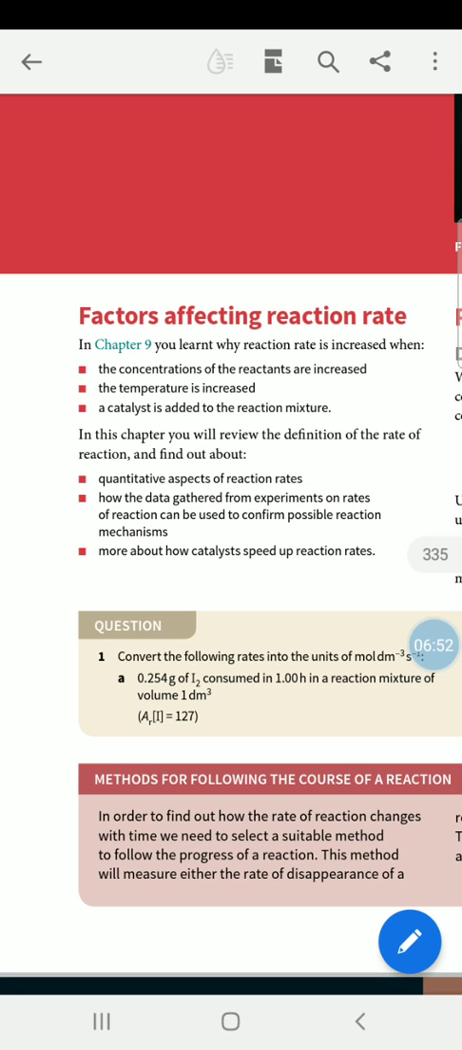The rate of a reaction can be increased by, number one, increase in the concentrations of the reactants. Number two, increase in the temperature of the system. Number three, adding a catalyst to the reaction mixture.